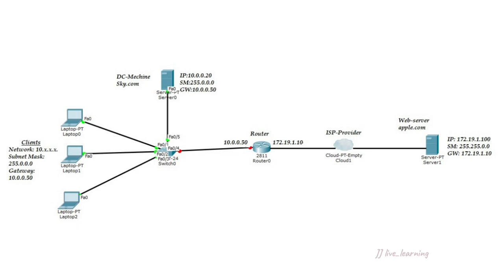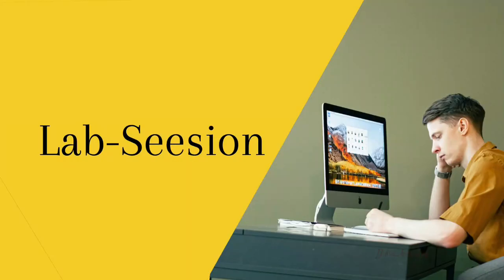The function of NAT is a process in which one or more local IP addresses are translated into one or more global IP addresses and vice versa, in order to provide internet access to the local host. Let's start the lab session.